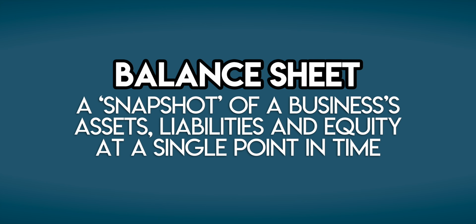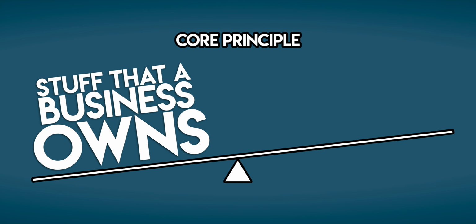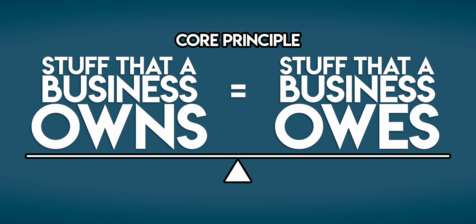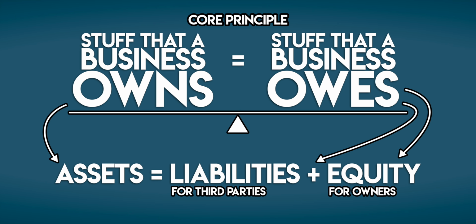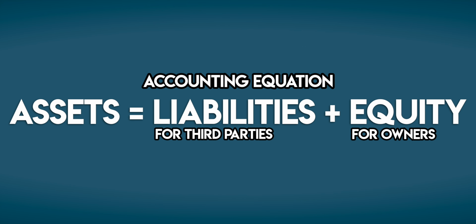Now, if you've watched my videos before, then you've probably heard this one. The stuff that a business owns is equal to the stuff that a business owes. In other words, a business owns assets and it owes liabilities to third parties. The difference between the two is called equity, which is what the business owes back to its owners. And so we have the accounting equation: assets are equal to liabilities plus equity.